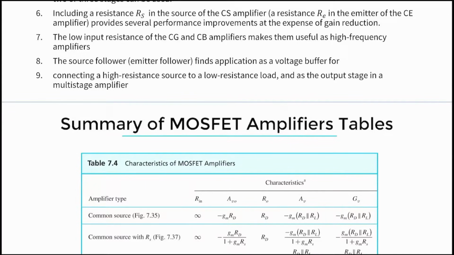Most of the time, the voltage buffer is usually found in the output stage, meaning it's in the final stage. Once we have successfully amplified the signal to the level that we need, we then place a source follower or an emitter follower at the output stage to drive the load. That is how it is typically used in practice.